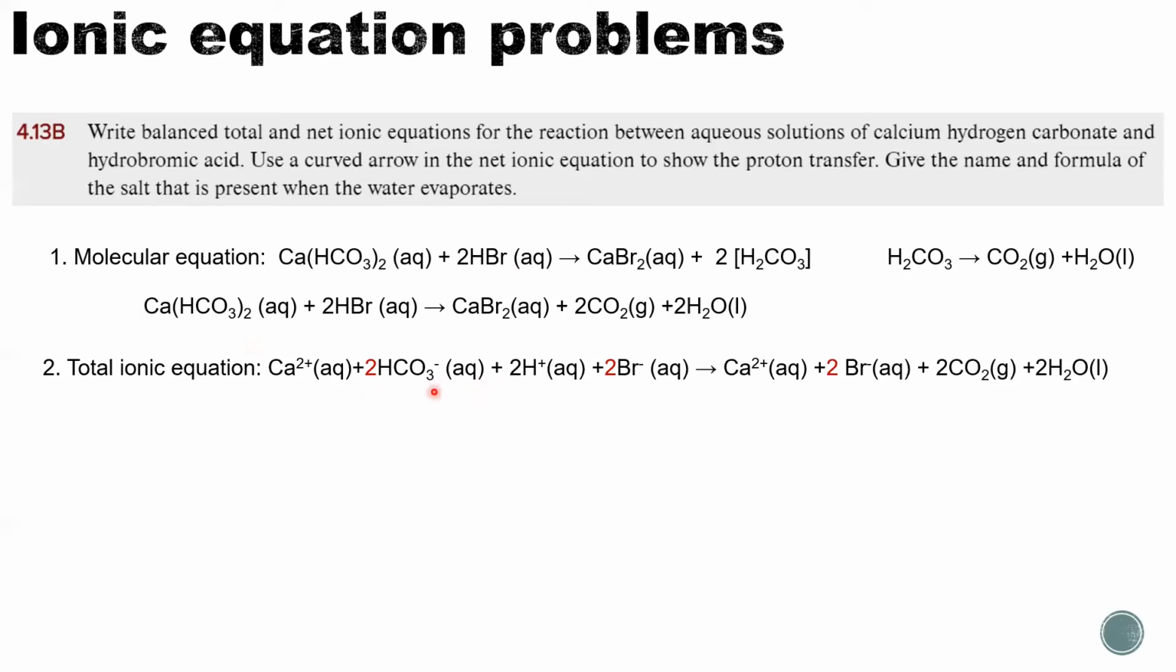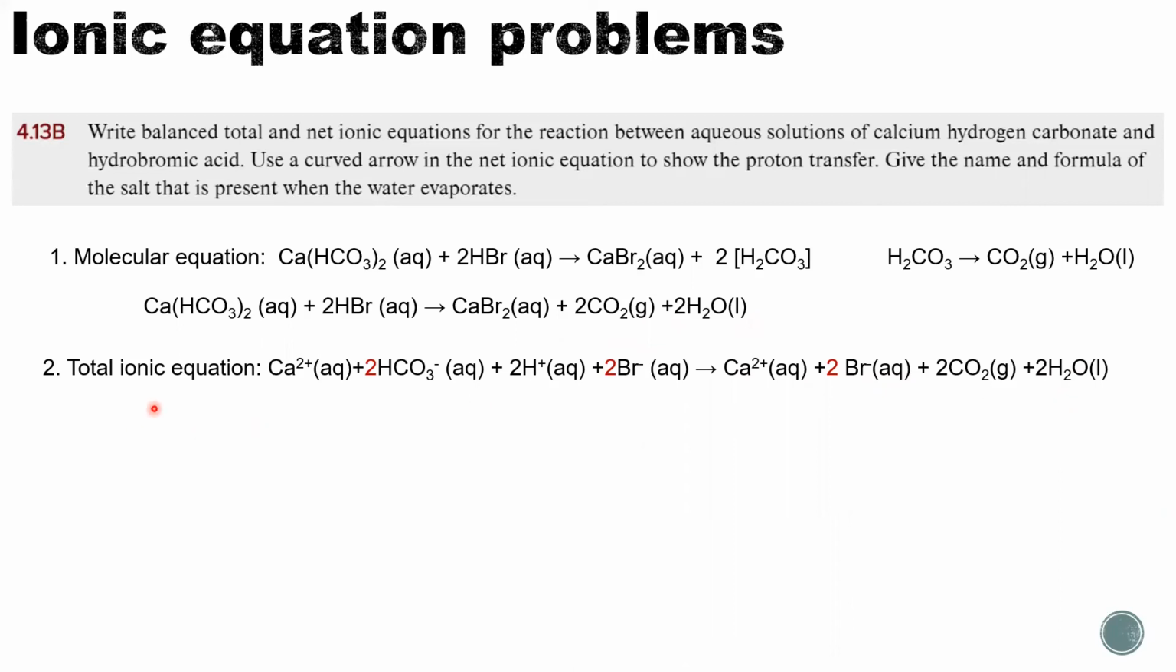The same thing applies to the bromide anion. We have 2 in the coefficient, so every split ion in the compound should be multiplied by the coefficient. So for bromide anions, we should also put the 2 in front of it. All right, the same thing for the salt. CO2 is a gas, so we don't see CO2 dissociate or split in the water, so we keep it as it is, and also the water.